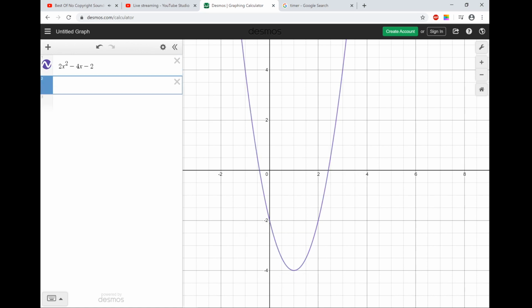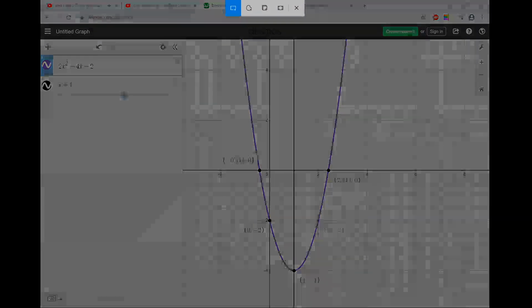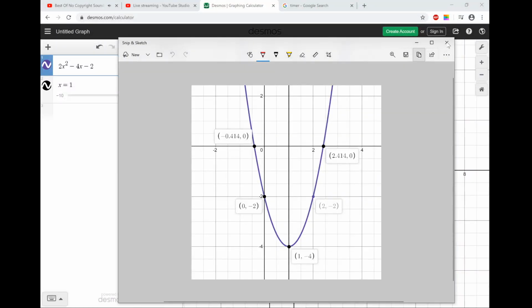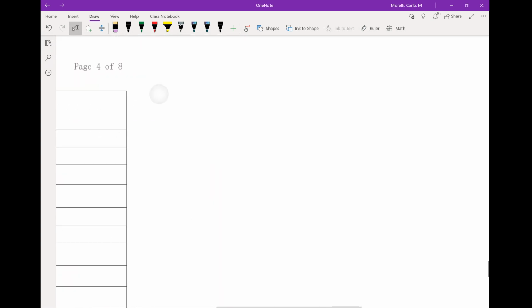Well, let me tell you what. I want to do something here. I want to find the vertex here, which is at 1. So I'm going to put in here x equals 1 so you can see that axis of symmetry as well. All right, so here we go. Y-intercept is 0, comma, negative 2. X-intercept, vertex, other x-coordinate. And bingo. Okay, I got it.